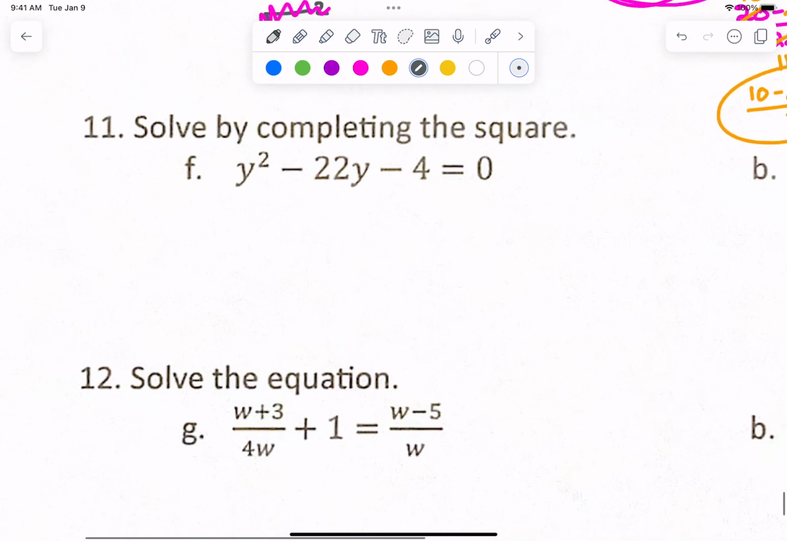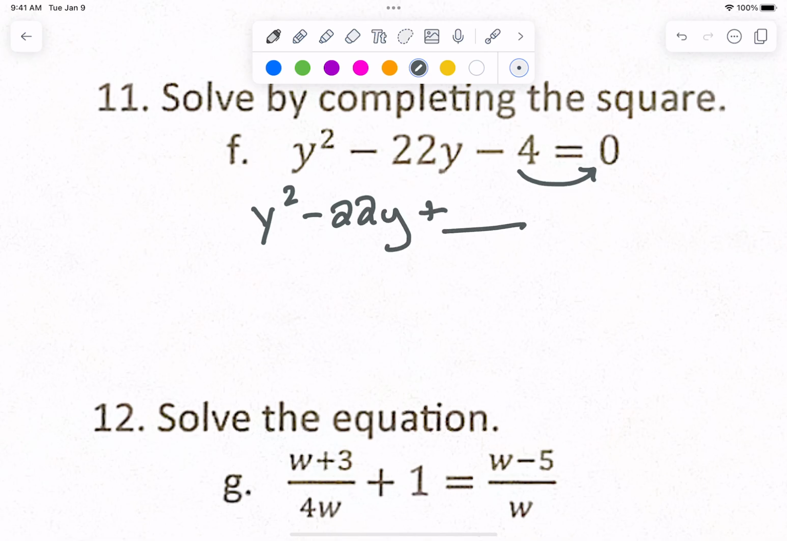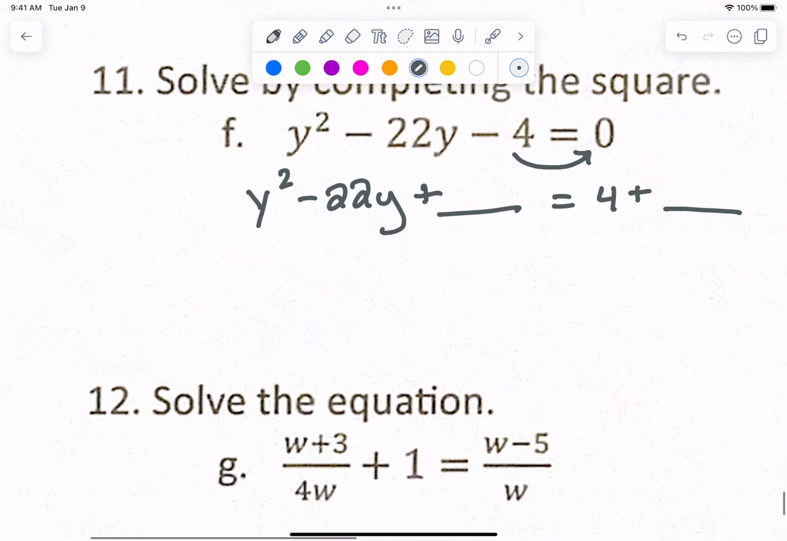It's an Apple thing. All right, completing the square. Do you remember what you do to complete the square? Yes, you have to have all the variables on one side, all the numbers on the other. So I'm going to kick the 4 to the other side. y squared minus 22y plus blank equals 4 plus blank. I'm just moving the numbers to the other side.